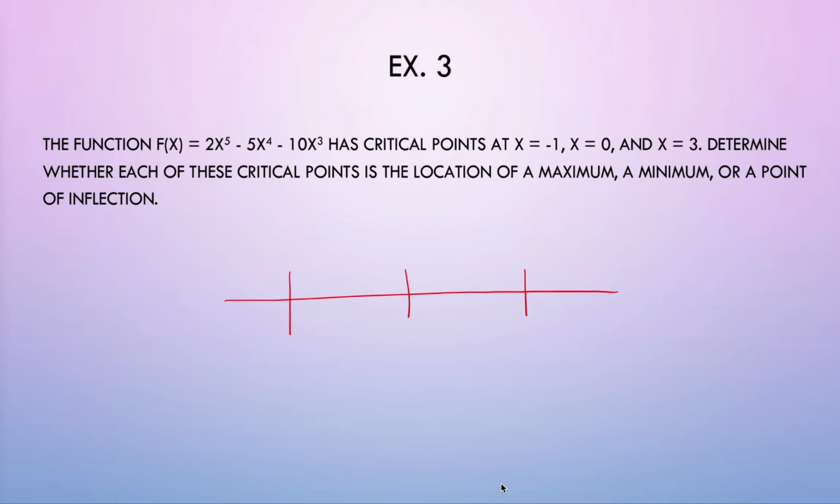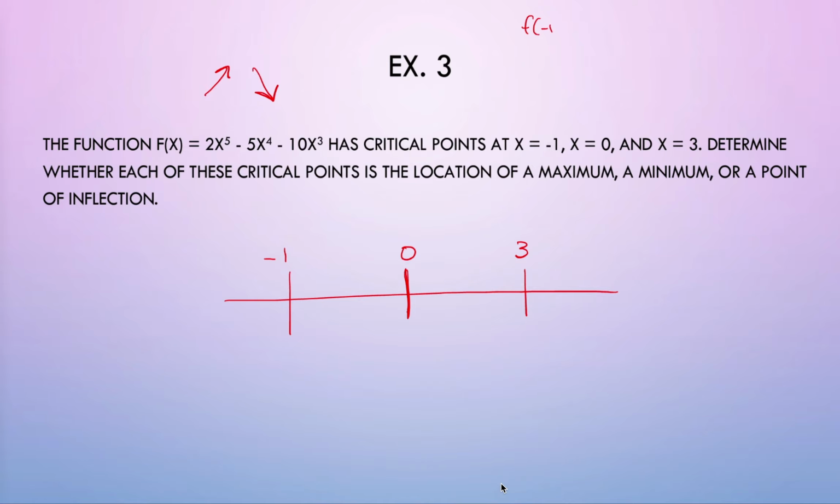So -1, 0, and 3 are the critical points here. We want to determine if it's a maximum, a minimum, or a point of inflection. So we want to determine if the function is increasing or decreasing on either side of these points. So we can plug some values into the function, right?